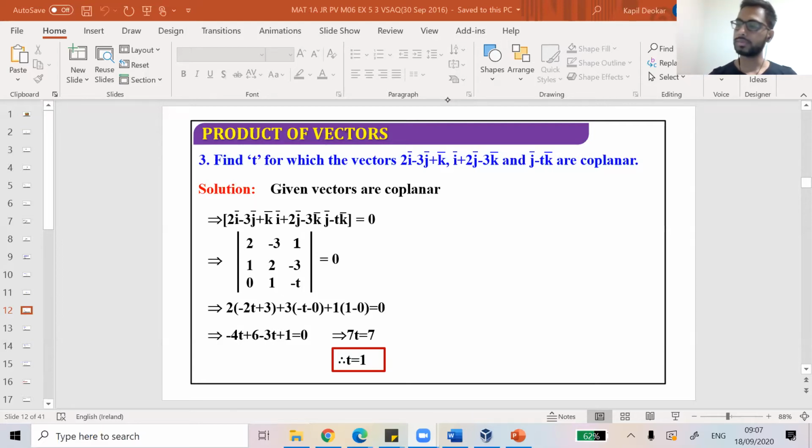Tomorrow we'll see few more questions based on product of 4 vectors, vector product of 4 vectors, scalar product of 4 vectors. And we'll also see few questions which have already appeared in your JEE exams.